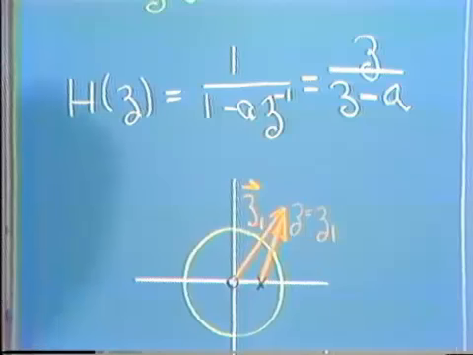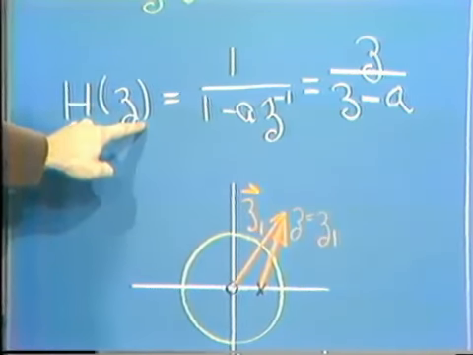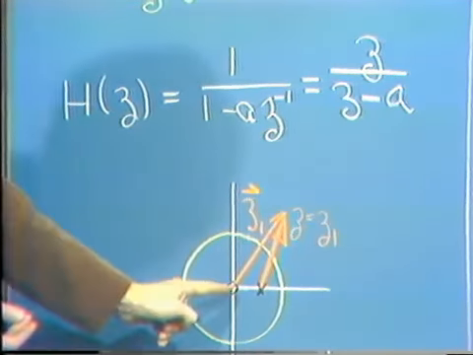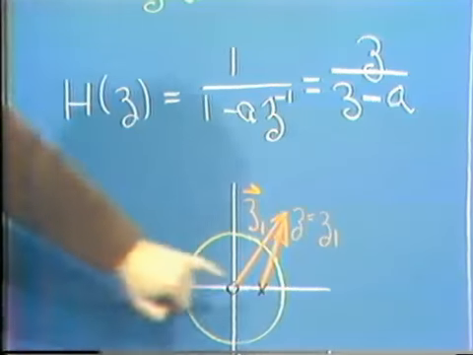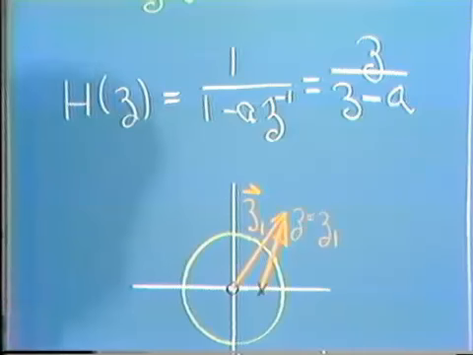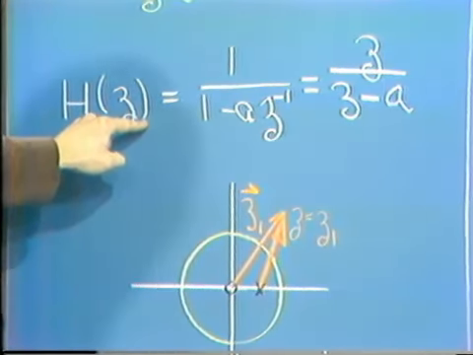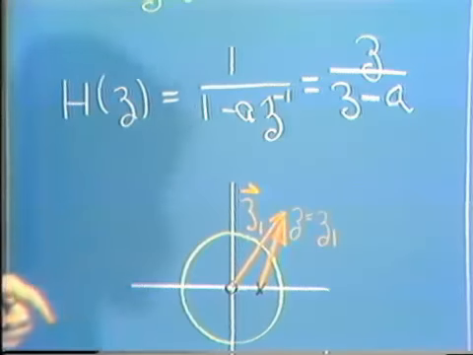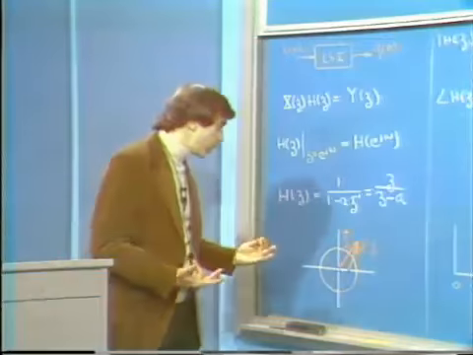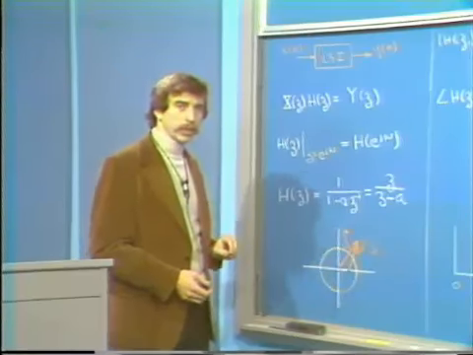So we end up then with an interpretation of the value of h of z in polar form, with its magnitude equal to the magnitude of this zero vector divided by the magnitude or length of the pole vector, and the angle of this complex number h of z at z equals z1 is the angle of the zero vector minus the angle of the pole vector. That's a general statement, and z1 can be any place in the z-plane.